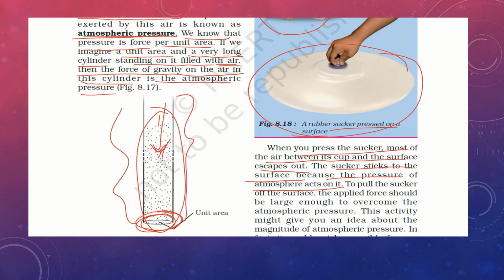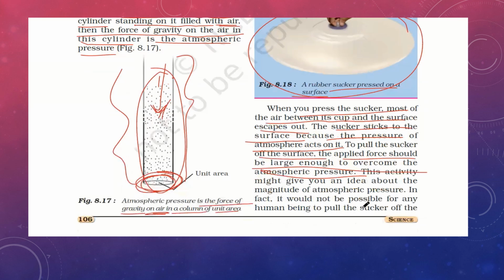And to pull the sucker off the surface, the applied force should be large enough to overcome the atmospheric pressure. So if you are pulling it lightly, it will not come off the surface. If you are applying enough force to overcome the atmospheric force, only then will you be able to pull out the sucker. Okay, so this activity might give you an idea about the magnitude of atmospheric pressure. So how powerful the atmospheric pressure is, you can get an idea of that.